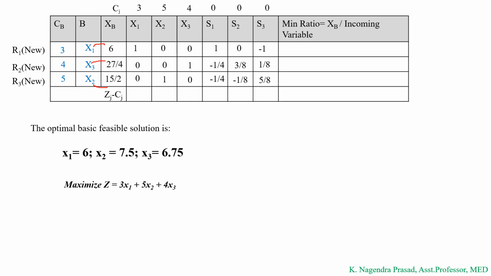Then the given objective function is maximize z equal to 3x1 plus 5x2 plus 4x3. Then for the optimal solution we substitute the x1, x2, x3 values in the objective function. Then z will become 3 into 6 plus 5 into 7.5 plus 4 into 6.75. So its z value is 82.5. So this is the solution, and thank you very much.